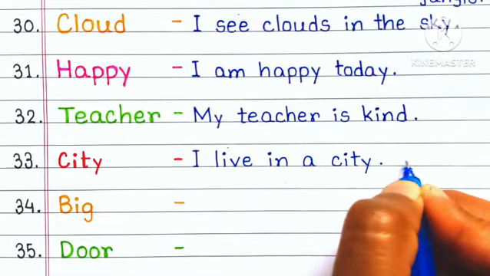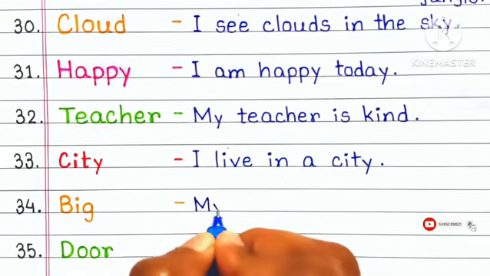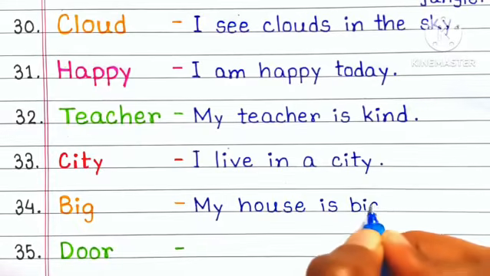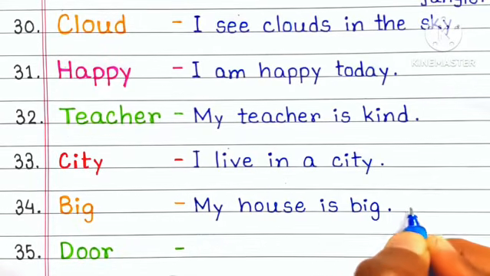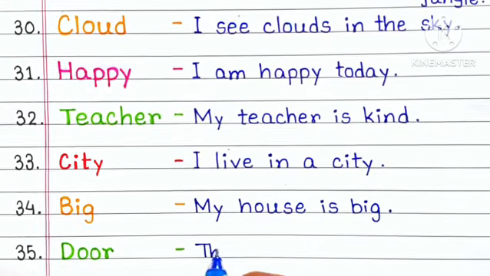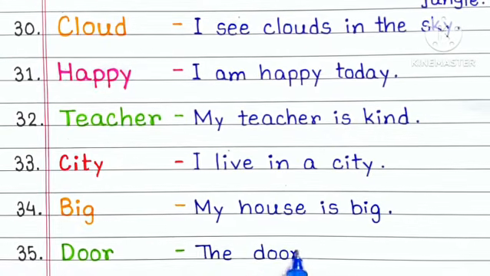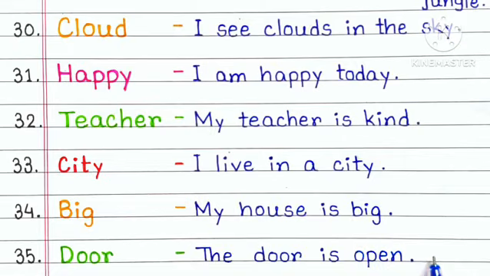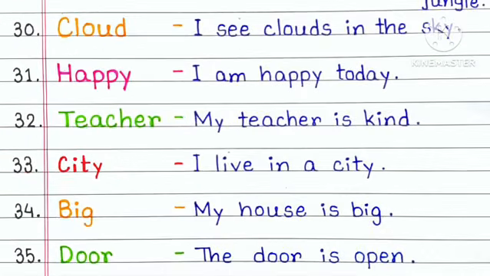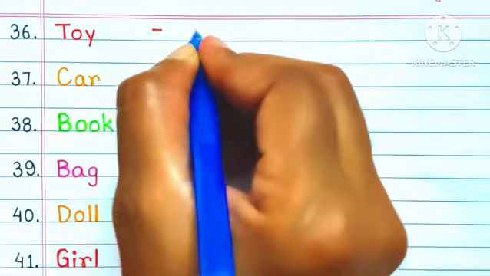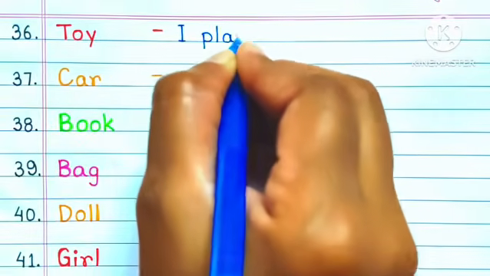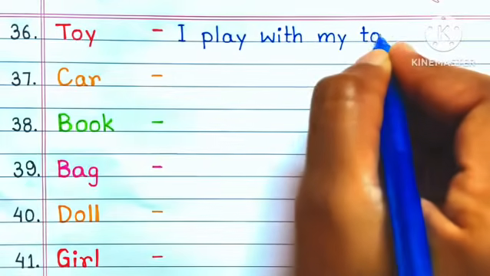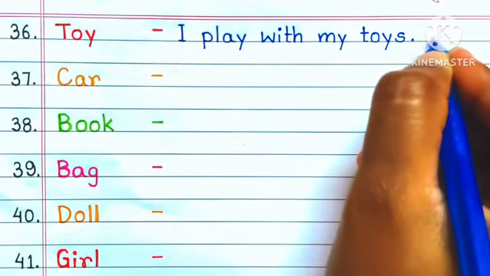City. I live in a city. Big. My house is big. Door. The door is open. Toy. I play with my toys.